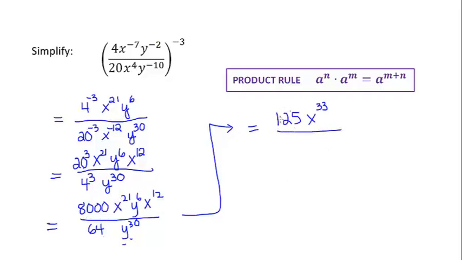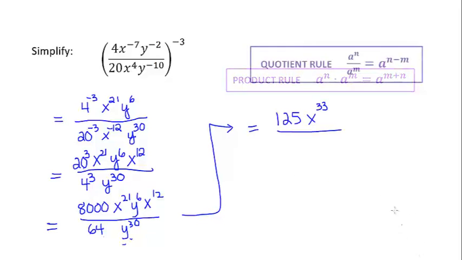Now, 8,000 over 64 had reduced to 125 over 1, or 125. X to the 21st times x to the 12th combined to give us x to the 33rd. So the last thing we have to concentrate on are the powers of y. Y to the 6th over y to the 30th. This time, when you're dividing like bases, you're going to apply the quotient rule. And recall that the quotient rule told us if we're dividing like bases to subtract our exponents.